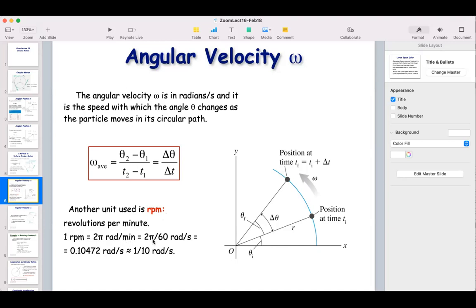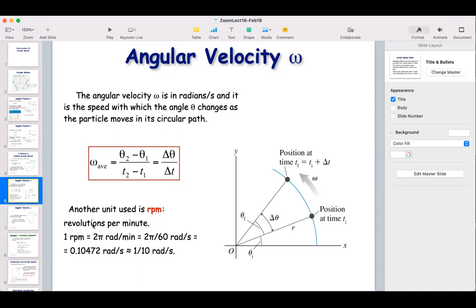So 2 pi radians divided by 60 seconds gives you 0.10472 radians per second. So 1 revolution per minute is essentially 0.10472 radians per second.